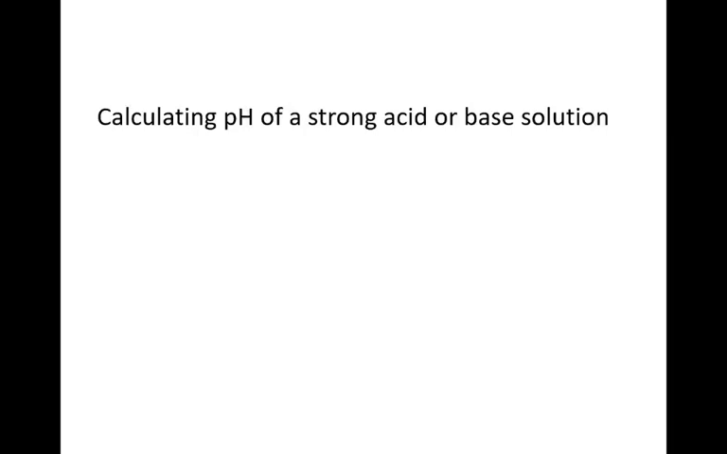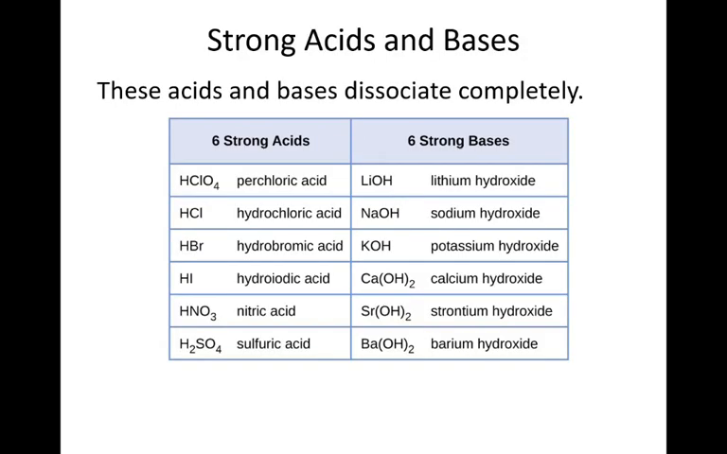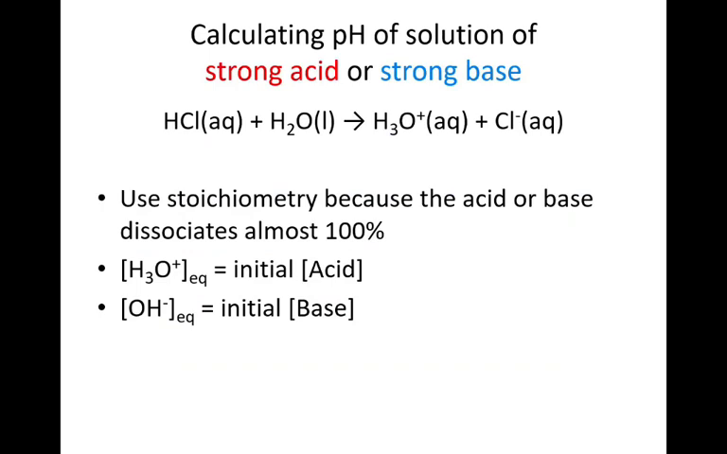So let's do some calculations related to the pH of a strong acid or base solution. So remember, the strong acids and bases dissociate completely, and there are 6 strong acids and 6 strong bases that we just memorize. We know their identities. And so if we're calculating the pH of a strong acid or a strong base, we can use stoichiometry to determine the H3O plus concentration.